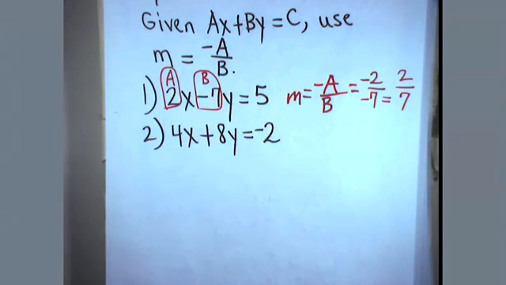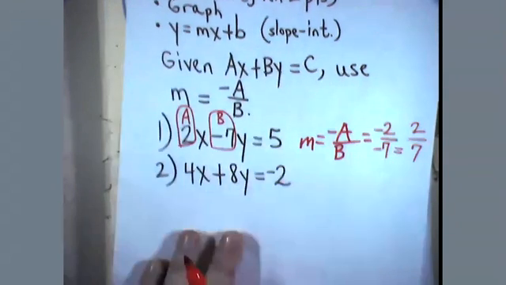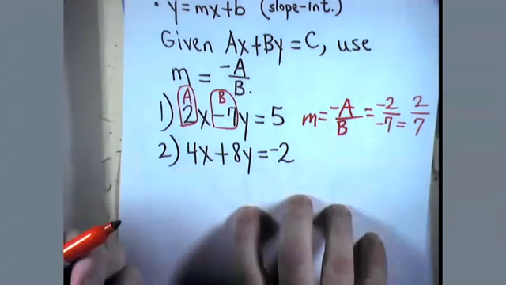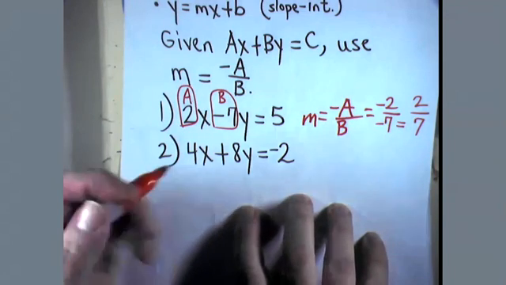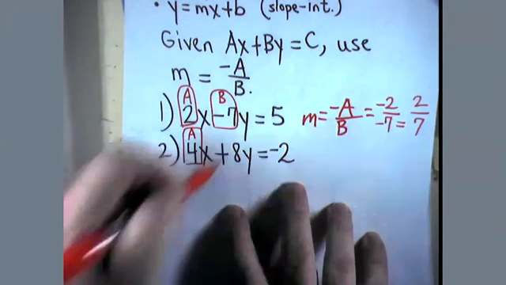We didn't have to solve for y, get y by itself, or get it in slope-intercept form, or this form up here, to identify the slope. You can use this handy formula only when you have a line that's in standard form. Let's find the slope of the second line. First, identify A and B respectively. So A is 4, and B is 8.